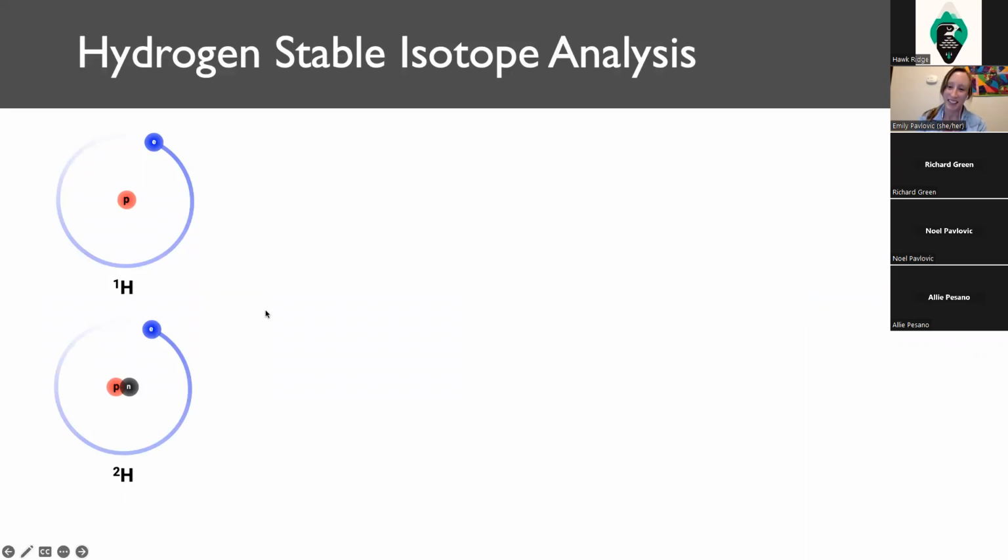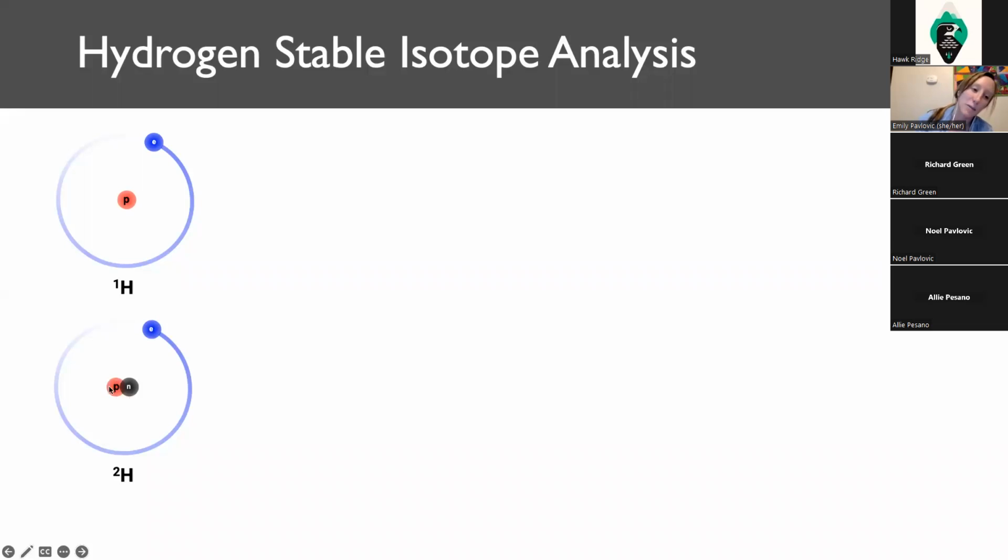So what is a stable isotope? An isotope is a variation, or kind of a flavor, of an element that contains a different number of neutrons. This black sphere in the middle here. And stable refers to the fact that it doesn't undergo any decay and it doesn't change over time. The element hydrogen has two stable isotopes: protium, which is here at the top, which has no neutrons in its nucleus, and deuterium, which is here at the bottom, which has one neutron in its nucleus.